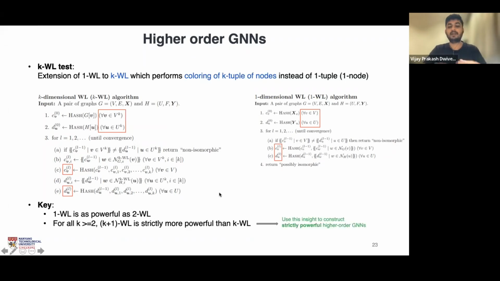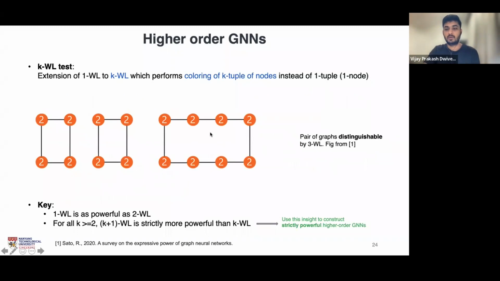So this is a very useful insight, and naturally you can think that we know certain things. We know that 1WL fails on simple graphs, but we also know that if we consider K tuple coloring, then we have more powerful models because of this result. So this insight is used to construct strictly more powerful higher order GNNs, which focus on node tuple coloring. So now let's see an example of this in practice.